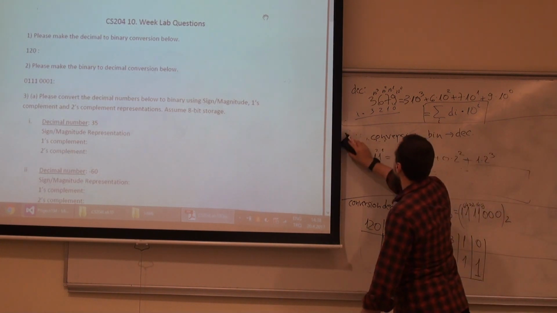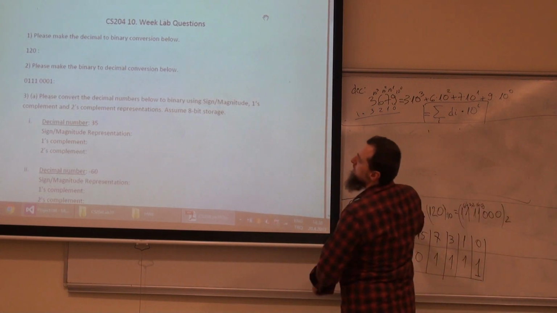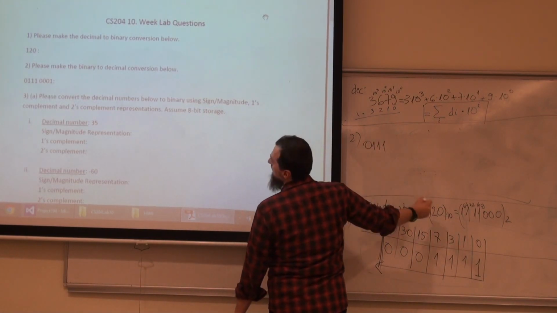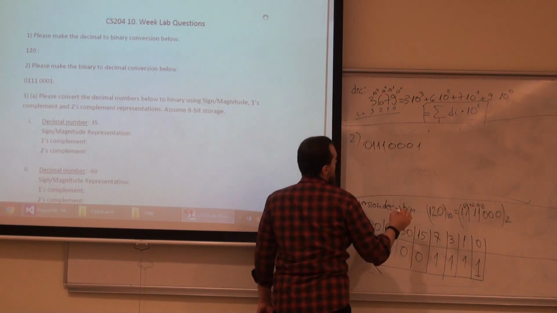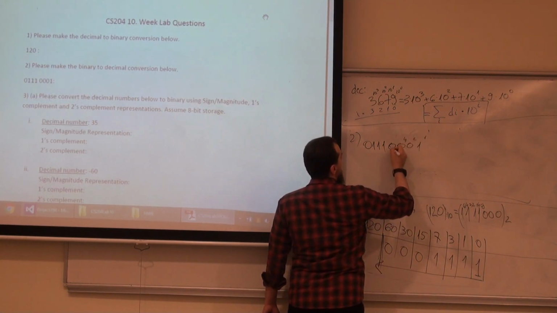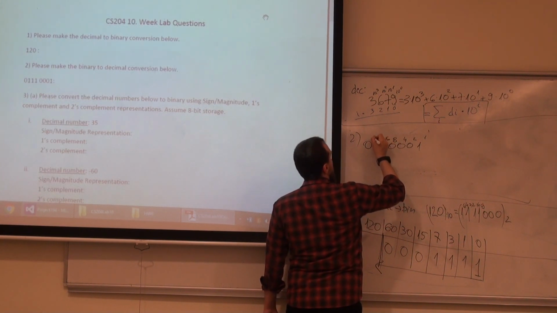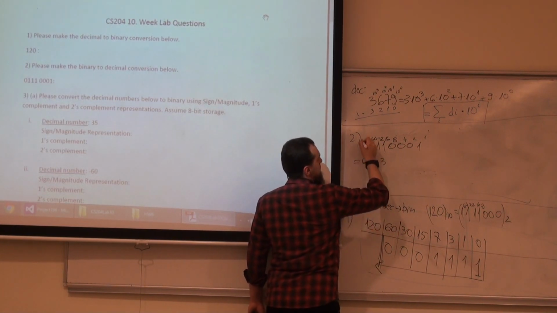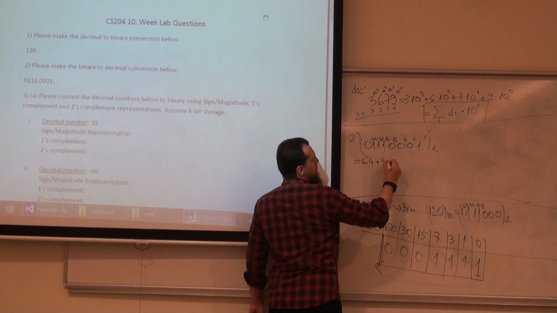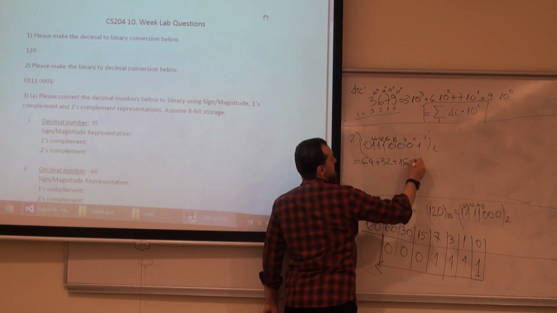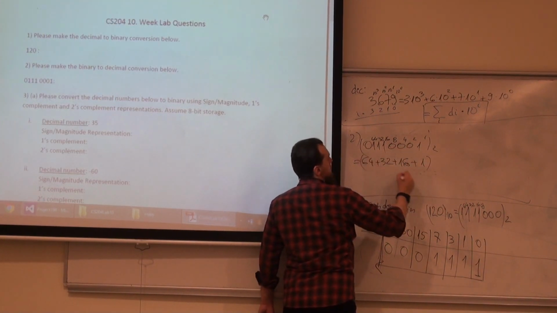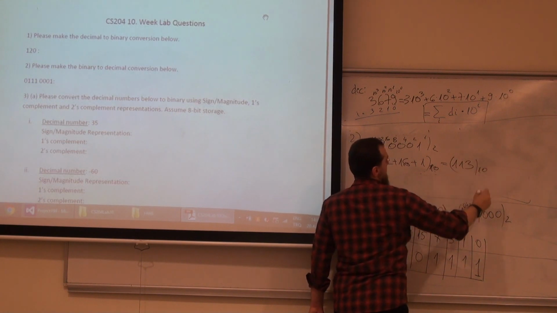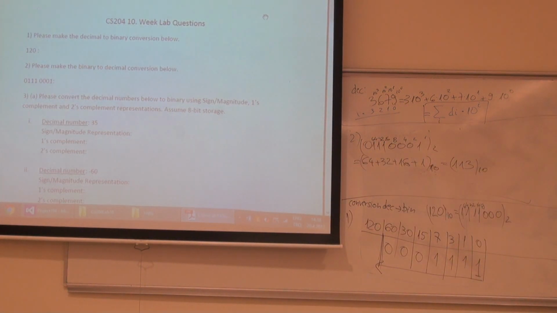I'm going to erase this, we don't need it. We did our first question, the second question is this one. 0, 1, 1, 1, 0, 0, 0, 1. Okay? So we have here 1, 2, 4, 8, 16, 32, 64. When we add those ones, this is in binary, in decimal is 64 plus 32 plus 16 plus 1. In decimal, this is 113.